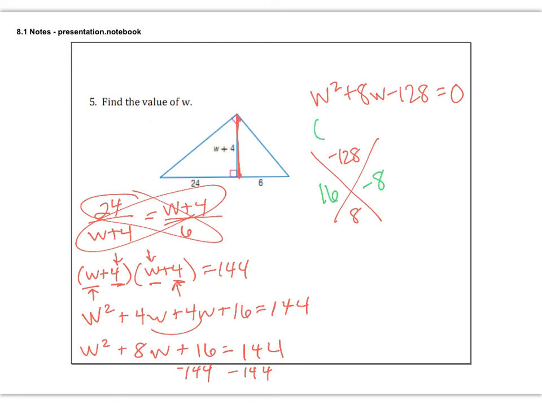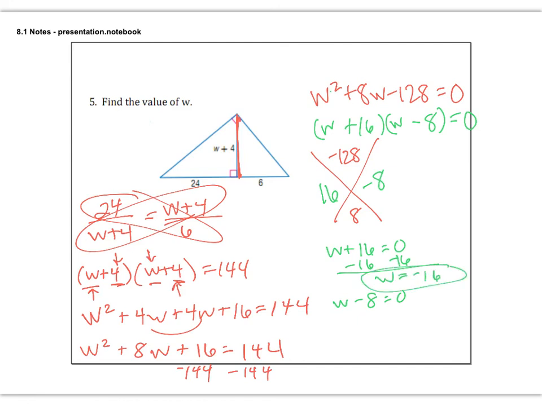So if you're thinking about those empty parentheses, I don't know if you remember doing this in algebra, but the front of each parenthesis gets a W because they have to multiply to be W squared. And then the 16 goes in one of them and the negative 8 goes in the other. Now to get your final answer, you set each of those equal to 0. So you go W plus 16 equals 0 and W minus 8 equals 0, and you solve each of them. So in this case, we would minus 16 and we would get W equals negative 16. And in this case, we would add 8 and we would get W equals 8.